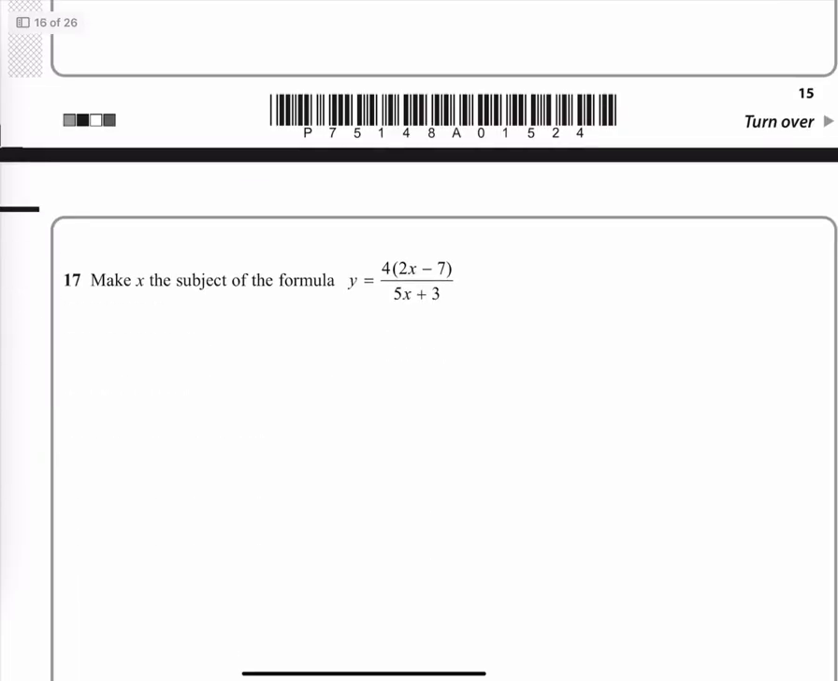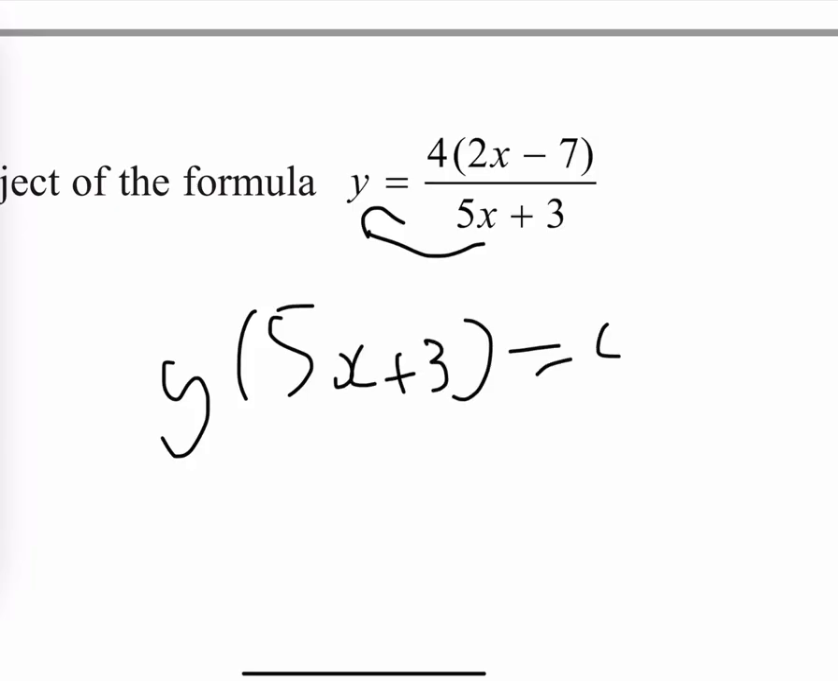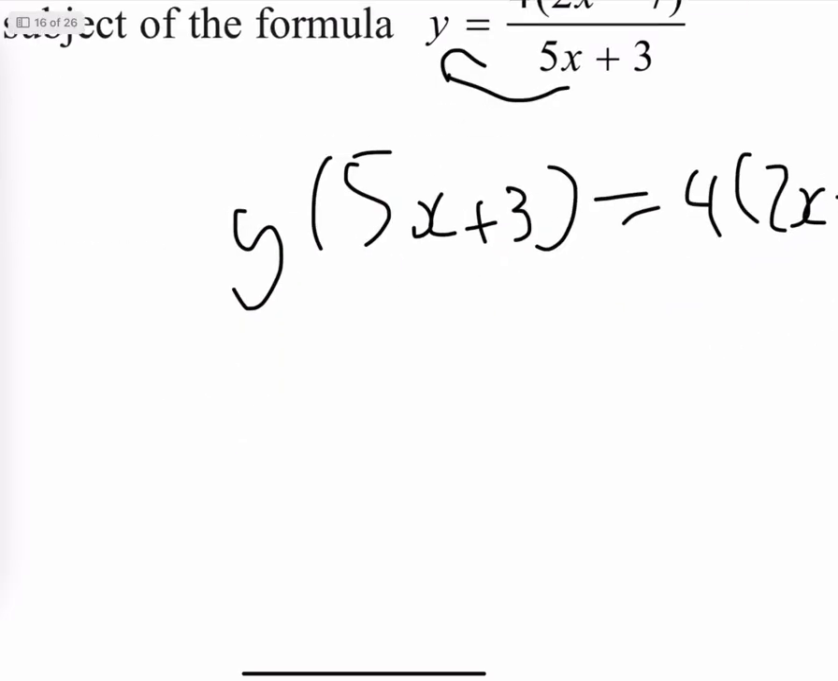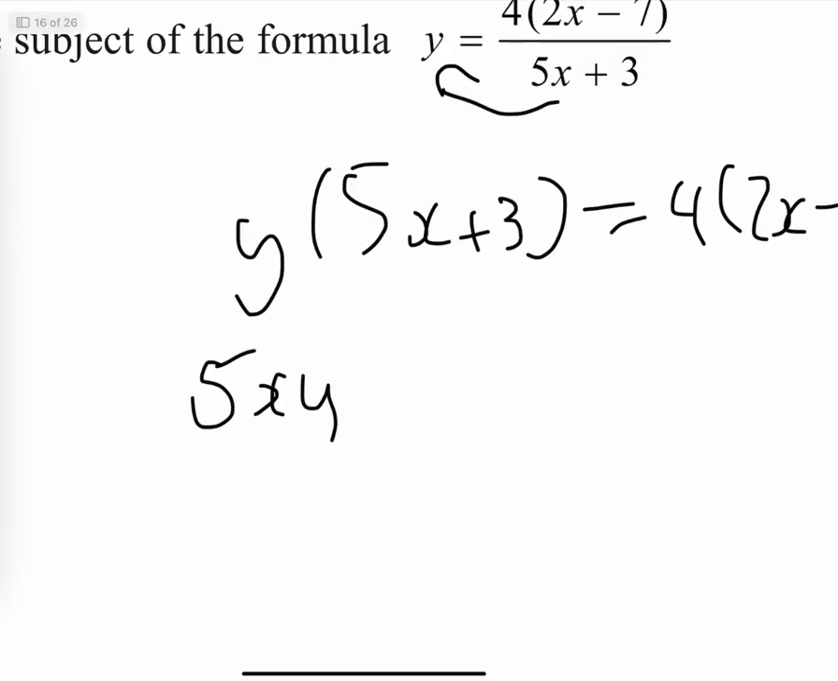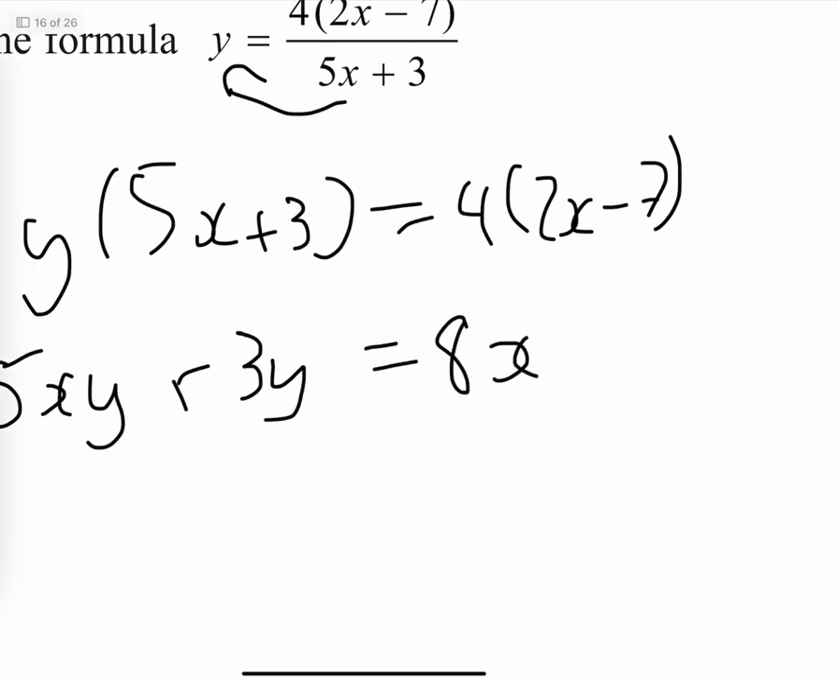Make x the subject of this formula, so that would give us y, because we times this up, is 5x plus 3 equals 4 lots of 2x minus 7, which then gives 5xy, because we need to expand this out, plus 3y going across, equals 8x minus 28.